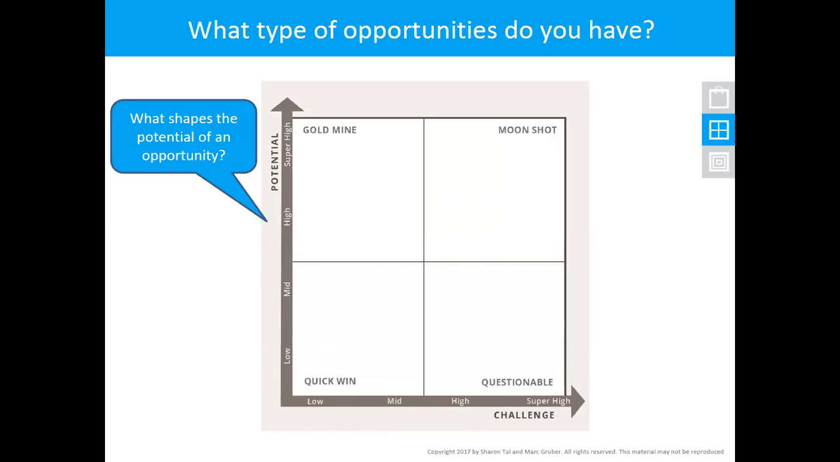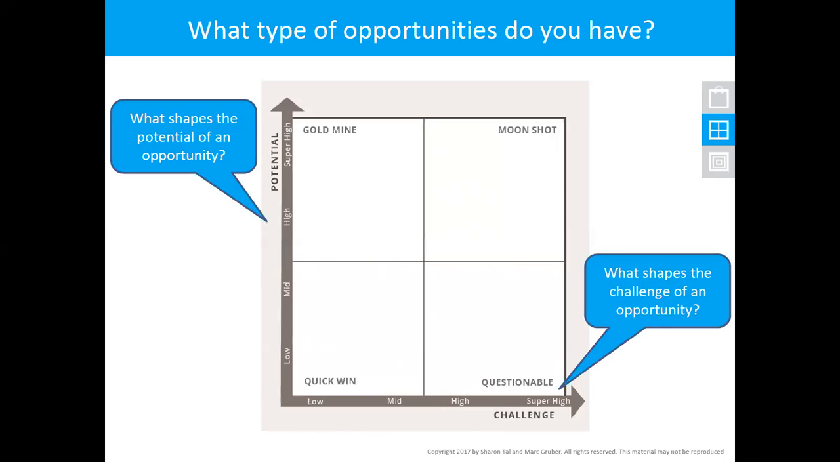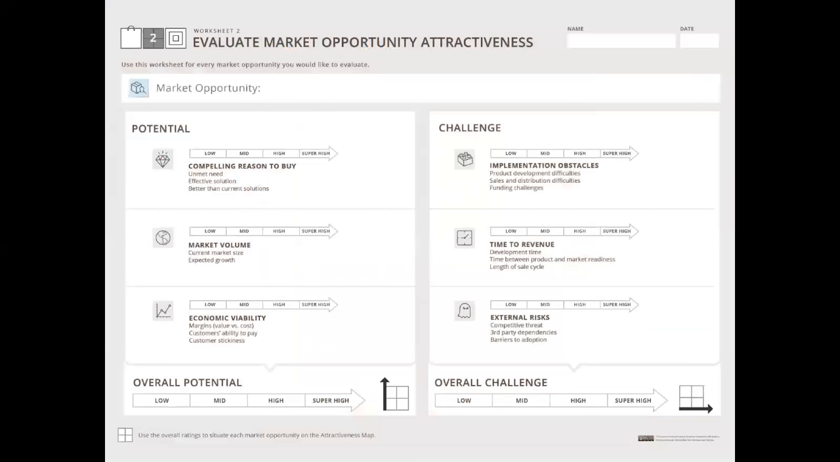But the main question now is, how do we know where to place our own opportunities? In other words, what shapes the potential of an opportunity, and what shapes the challenge of an opportunity? To be able to answer this question, we designed worksheet 2. Worksheet 2 is a worksheet that you work with for every market opportunity in your set, and it helps you to assess the overall potential and the overall challenge of each option.